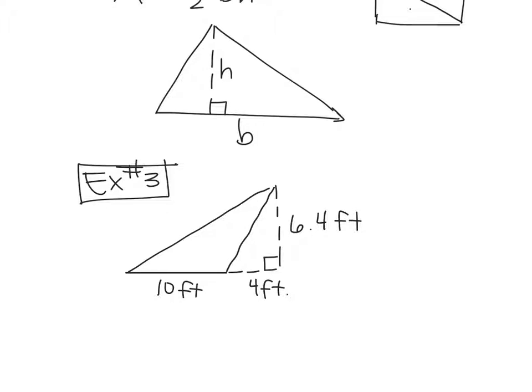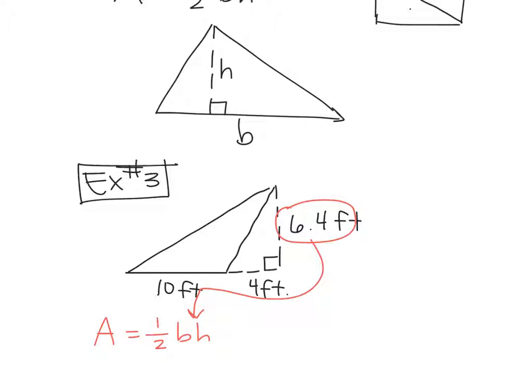Okay, so we know the formula. The formula is area equals 1/2 times the base times the height. But you have to be a little bit careful because in this one, they give you 10 and they give you 4 and they give you 6.4. Which one would you say is your height? 6.4, okay? So H is 6.4. That's gonna go here. What's your base? 10 feet. It's the 10, okay?